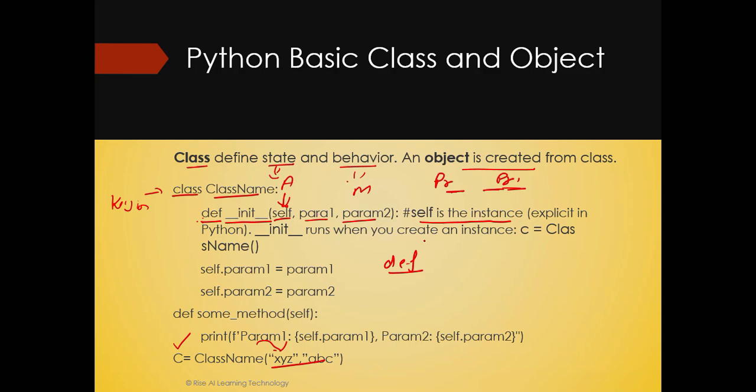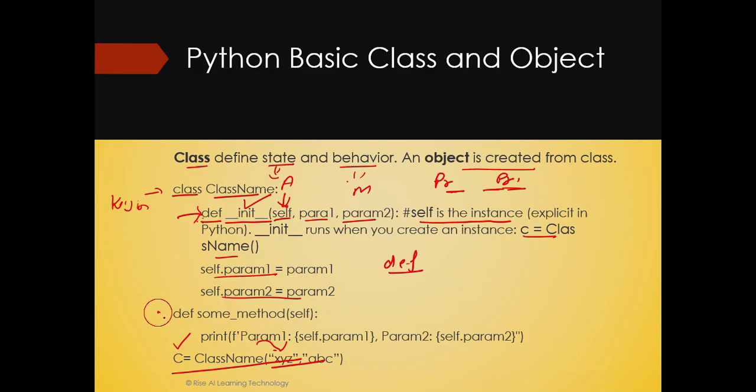It runs when you create an instance of the class. If I create an instance, with a line like C equal to the class name, this method gets executed, because that is the job of the constructor. Within it, whatever data I passed I assign to this particular object, and then I do some operation on it. This is the way to declare a constructor and initialize the attributes.